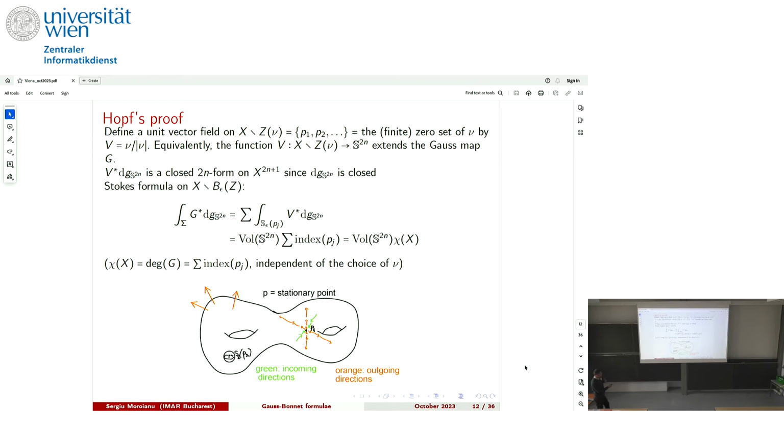No, sorry for that. Sigma is the hypersurface, and X is the interior of sigma.